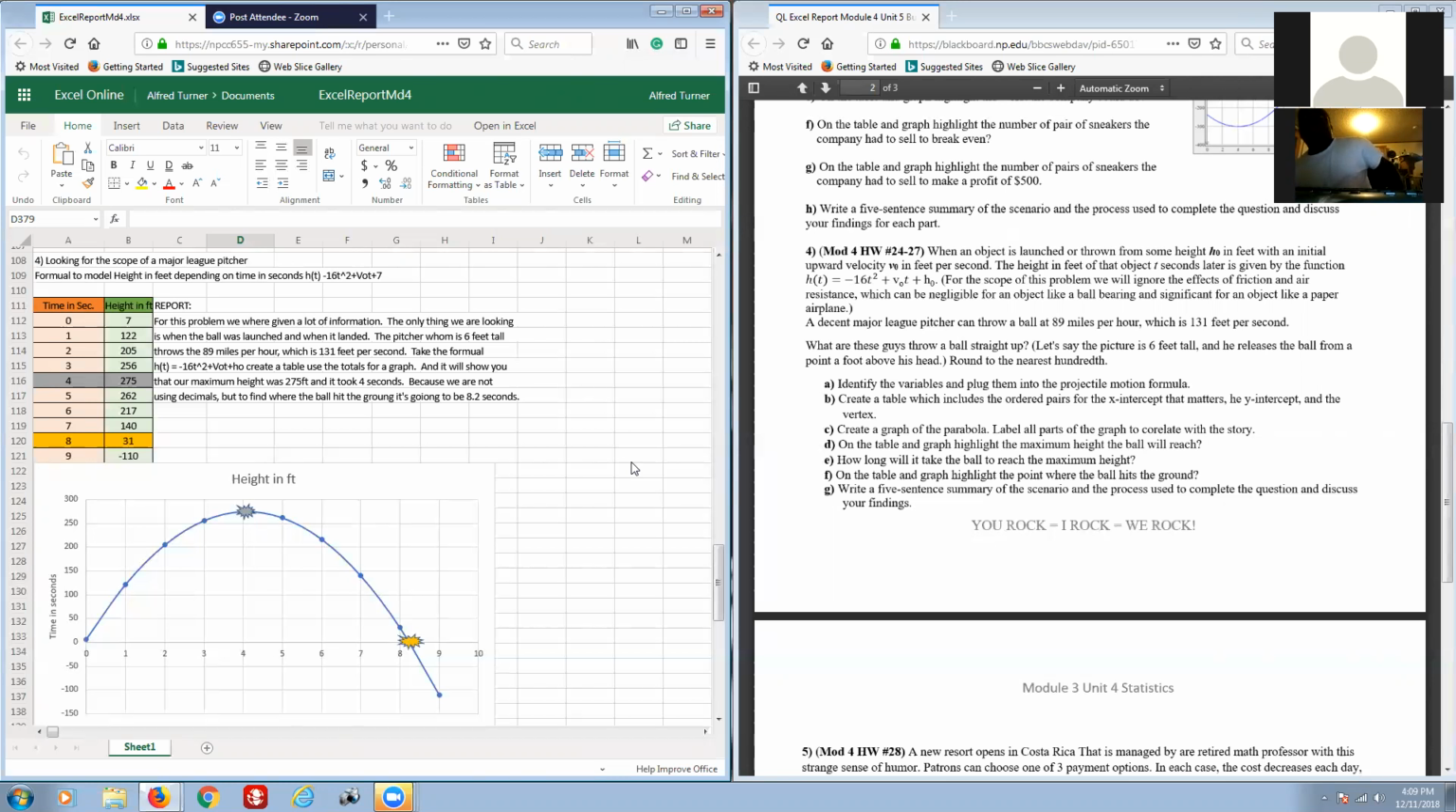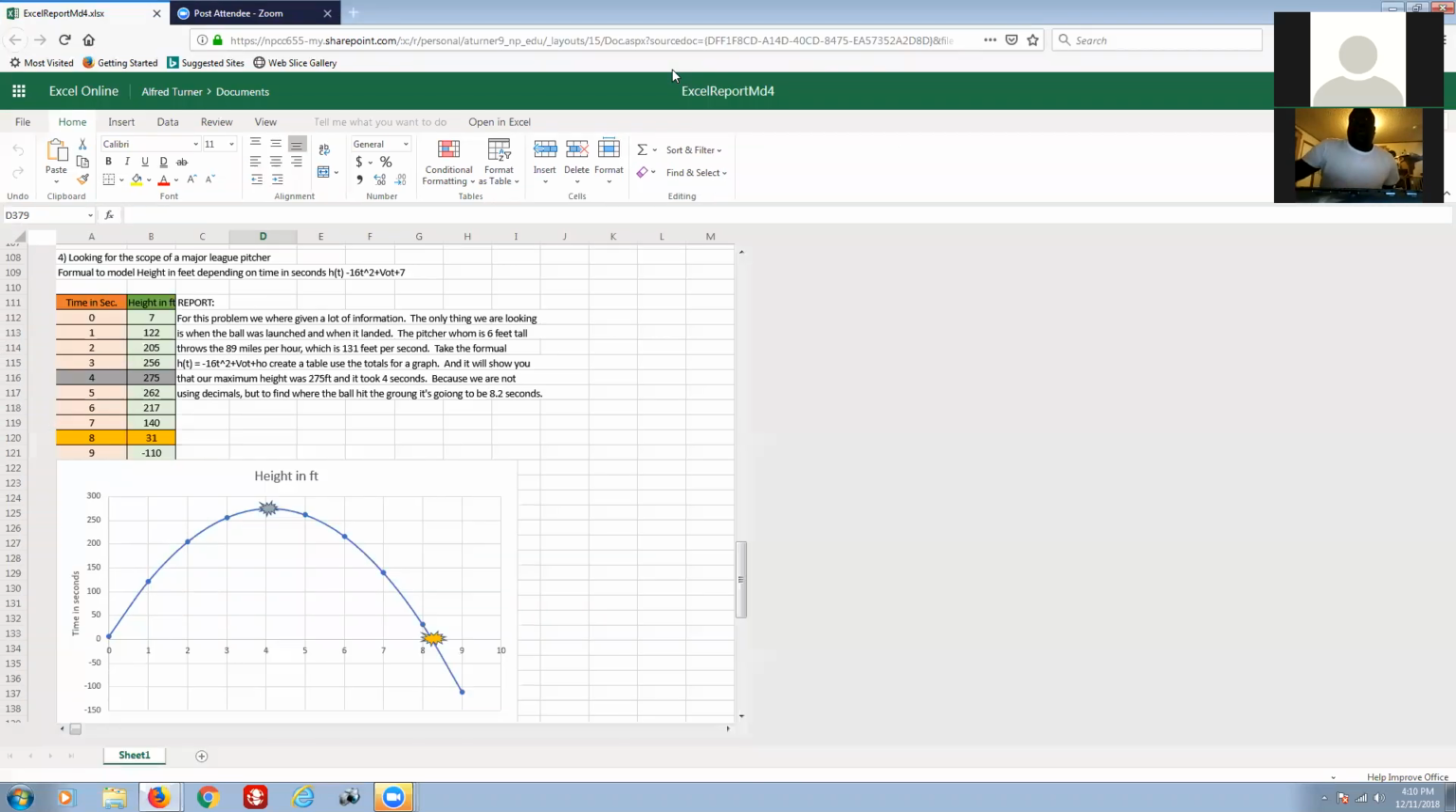H versus T: h equals negative 16t squared plus v t plus h0. Identify the pairs, plug them in, create a table, include all the pairs, x, y, and the vertex. Create a graph, label all the parts, report on the table, highlight the maximum, how long it takes the ball to reach the maximum height on the graph, highlight when it hits the ground, and just sum it all up and put a bow tie on it. Okie dokie.